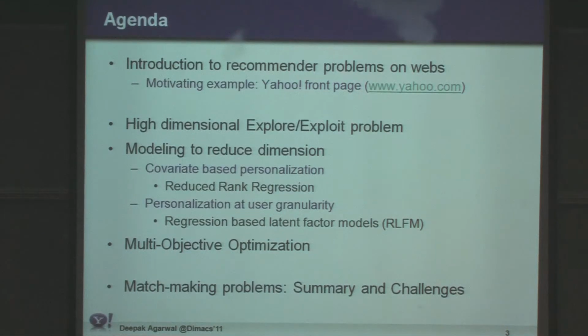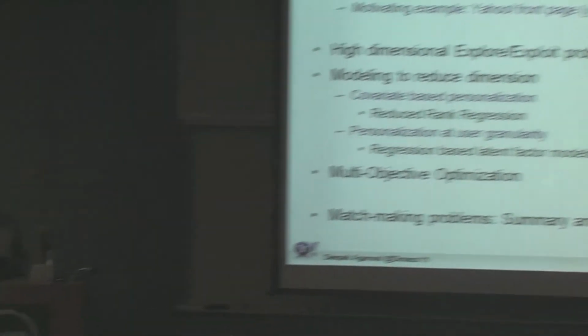So I'm going to discuss some modeling which we have been doing in the context of some of these problems. I'm going to describe multi-objective optimization. When you're doing recommendation, you don't necessarily optimize for a single objective. You may have multiple competing objectives, and so how do you do that? And again, I'll go through an example. And finally, I'm going to end with some summary and some challenges which I feel in this field.